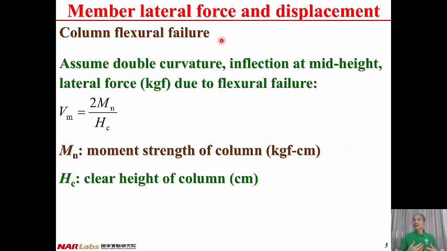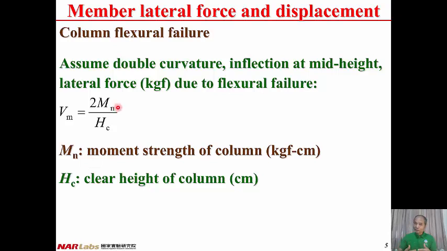Okay, we begin with the member level first. Under flexural failure, we assume that the column deformed in double curvature. That means that the inflection of the deformation is located at the mid-height of the column. Therefore, the lateral force due to flexural failure equals 2Mn divided by Hc. Vm equals 2Mn divided by Hc. And Mn is the moment strength of the column, and Hc is the clear height of the column.